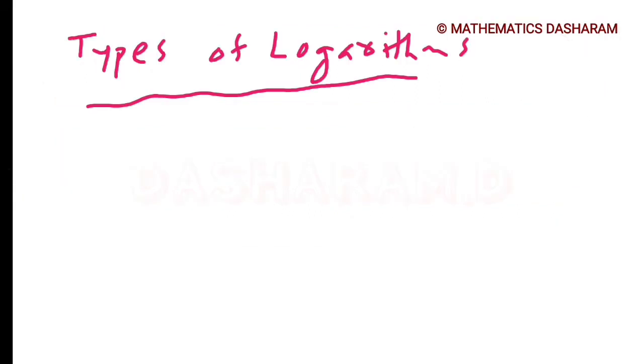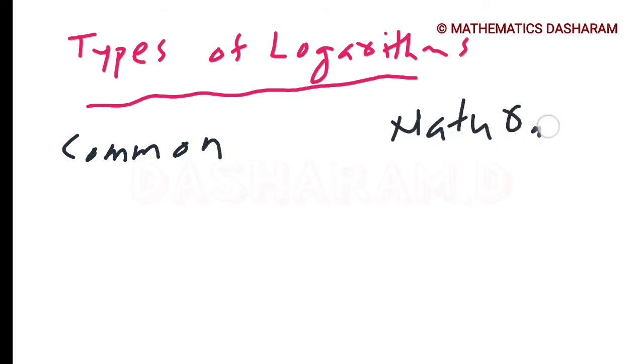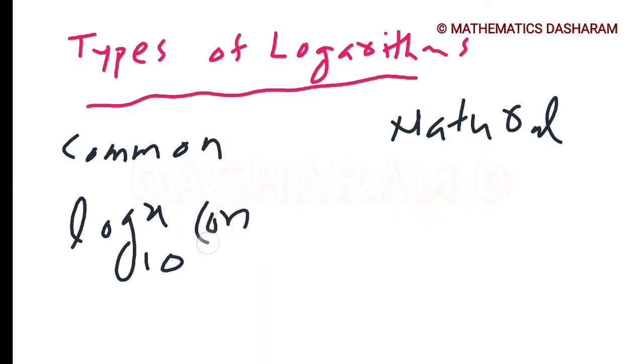The next topic is types of logarithms. There are two types of logarithms. The first one is the common logarithm, the second one is the natural logarithm. A logarithm with base 10 is called a common logarithm and we can write it in short as log x base 10.